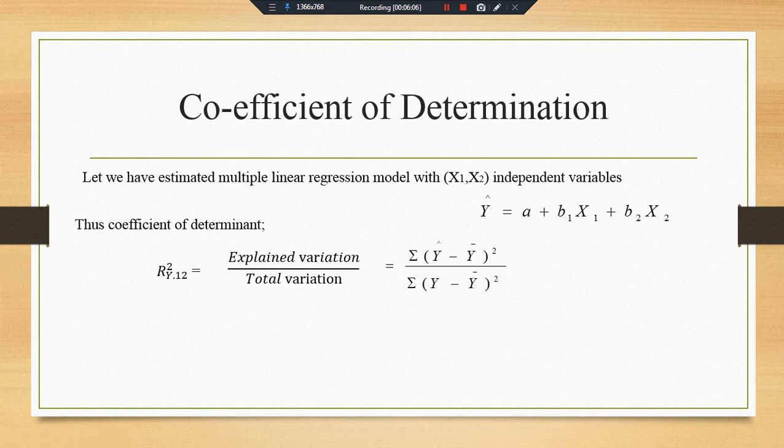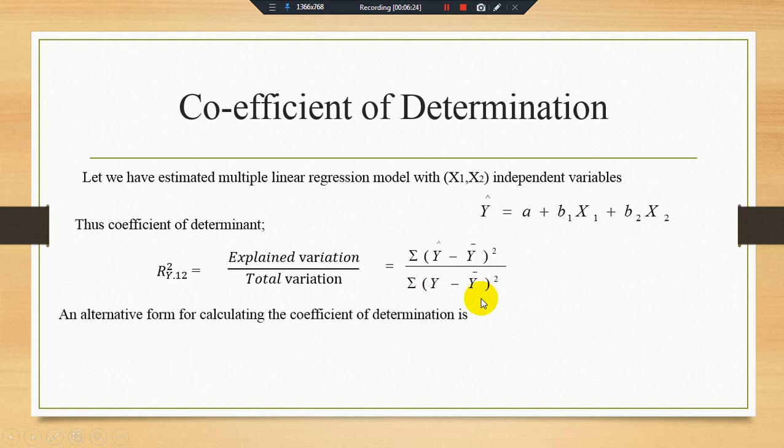There is an alternative method for calculating the coefficient of determination, because sometimes we cannot directly find the value of summation y hat minus y bar square or summation y minus y bar square.